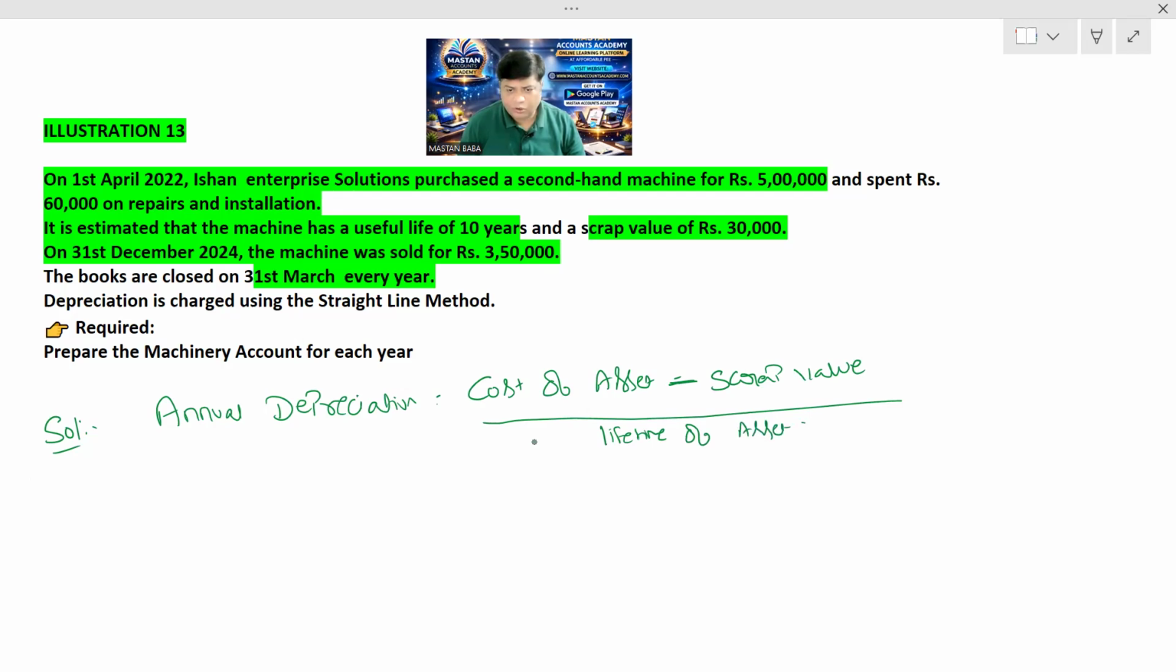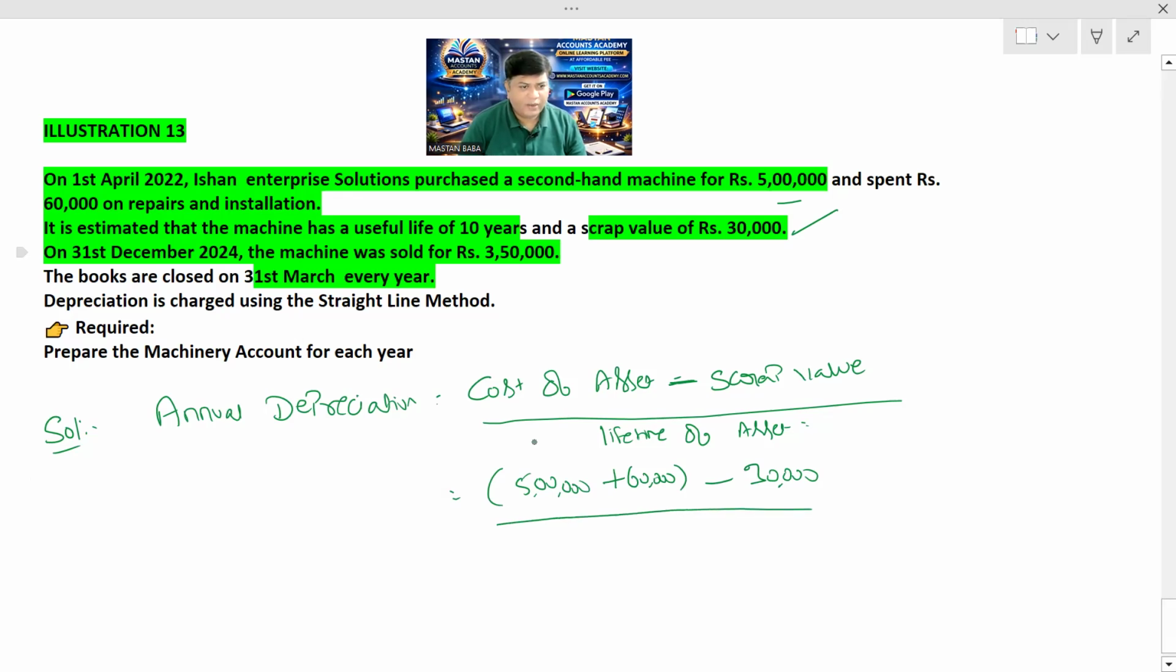So just to substitute the values, ma. What is the cost of an asset? 5 lakhs and 60,000. So 5 lakhs plus 60,000 is the cost of asset minus scrap value. What is the scrap value? The scrap value is 30,000 divided by lifetime of the asset. What is the lifetime of the asset? It is 10 years. Okay. So divide by 10.